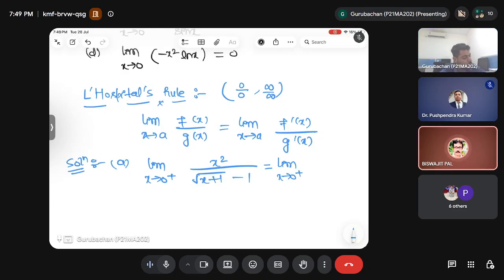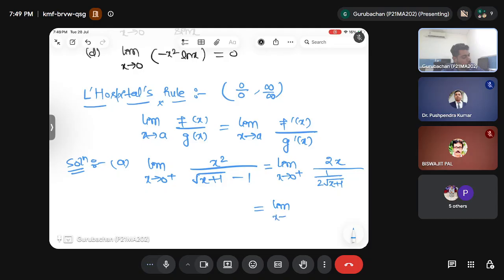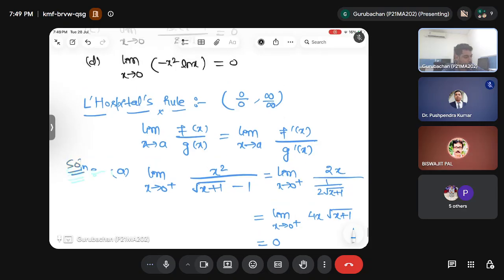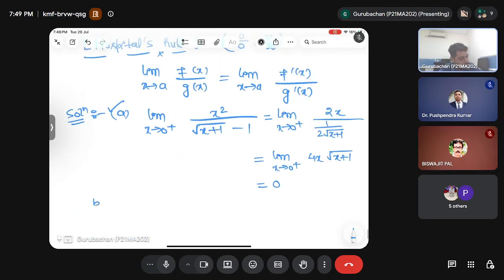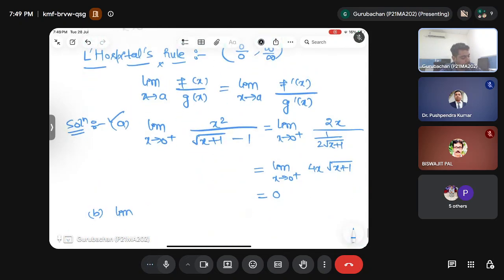So do the differentiation of the numerator separately. It will come out to be 2x. And what will be the differentiation of the denominator? It will be 1 by 2 under root x plus 1. So this will give us limit x tends to 0 plus 4 times x under root of x plus 1. So this will be 0. So it is correct. This one is correct.